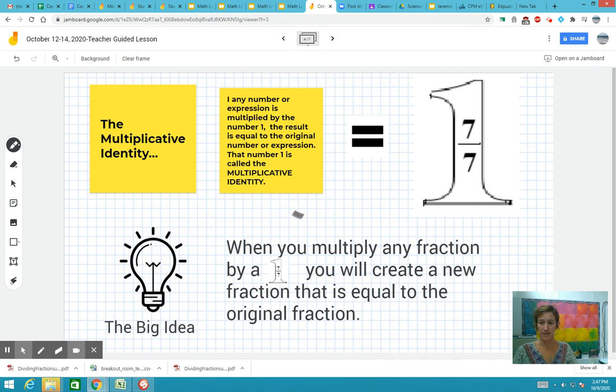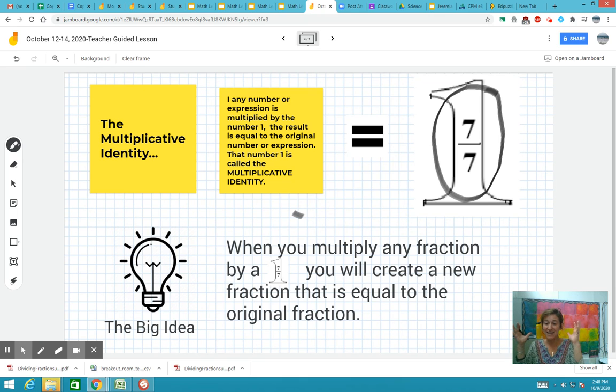Any number or expression. Here's a great example. This is 1. I had a full pie, and I sliced it into 7 pieces, and I did not eat any. I just gave it to you, my faithful students, with 7 slices. You would still get 1 whole pie, right? That is the giant 1. So anything multiplied by 1, the result is equal to the original number or expression, and that number 1 is called the multiplicative identity.